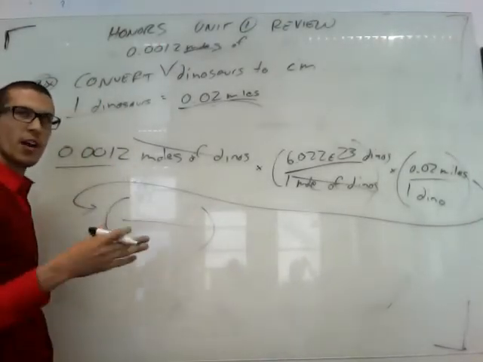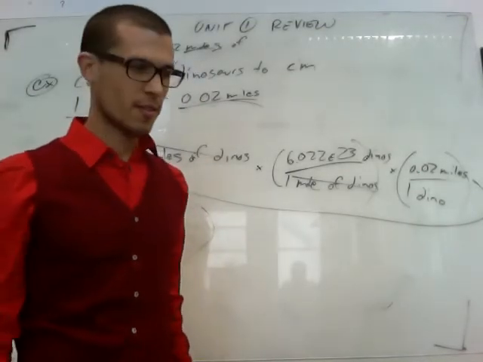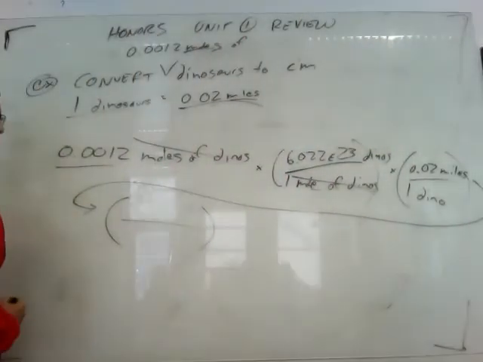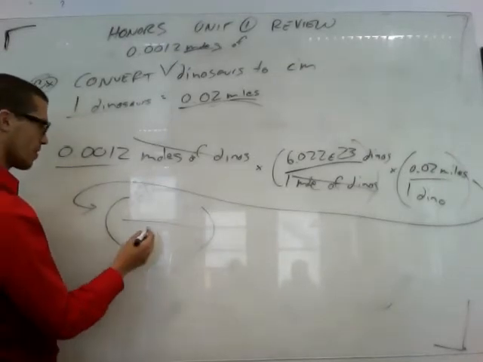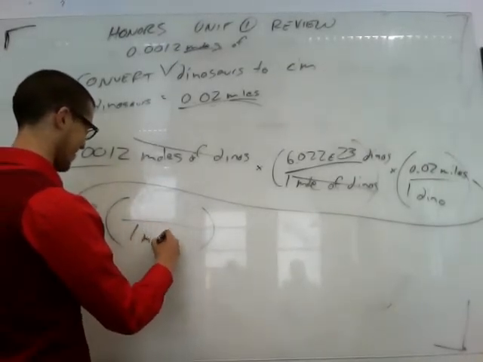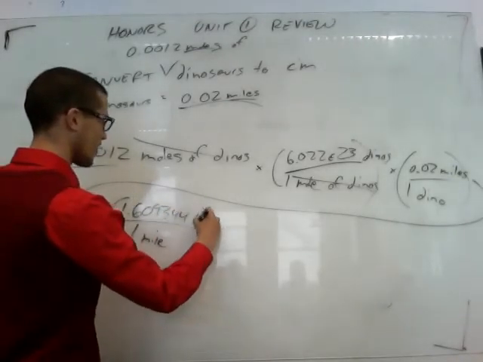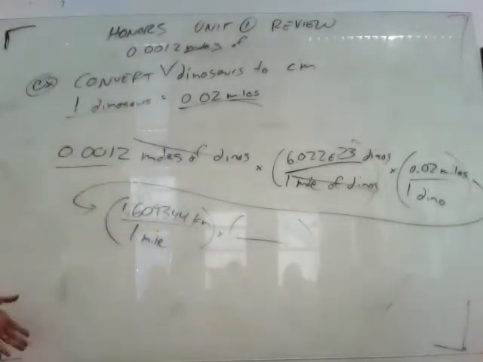We can convert this now into kilometers. Where does it say that? Oh, it's at the very top. 1 mile is how many kilometers? 1.609344 kilometers. Thank you. You're welcome. Right. Now we can go from kilometers into smaller units.